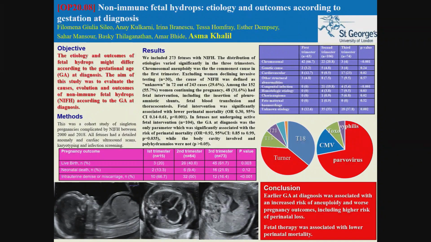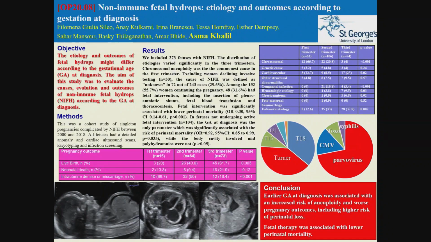The aim of the study was to determine the etiology and outcomes of fetuses with non-immune hydrops according to the gestational age at diagnosis. We had about 273 fetuses. You can see the table on your right-hand side, the list of the causes according to the diagnosis, the trimesters.